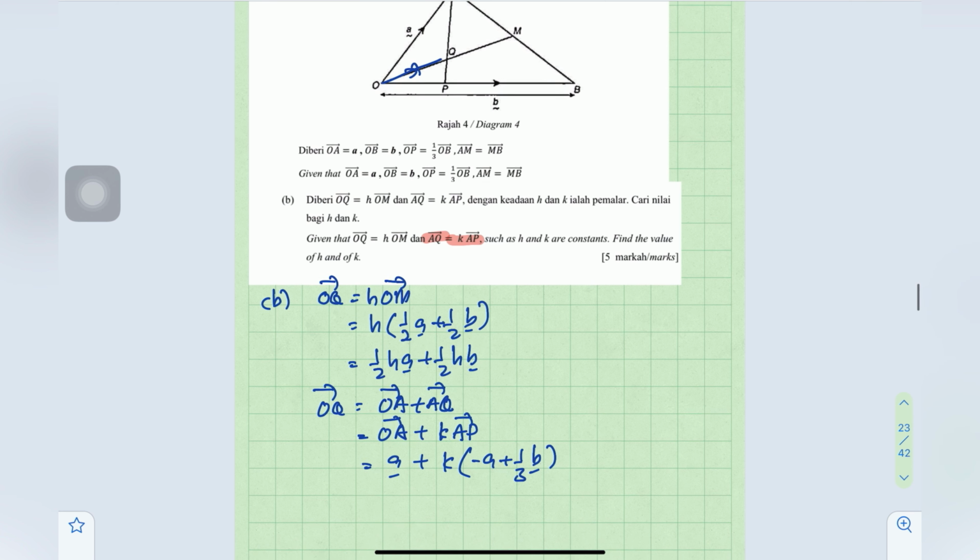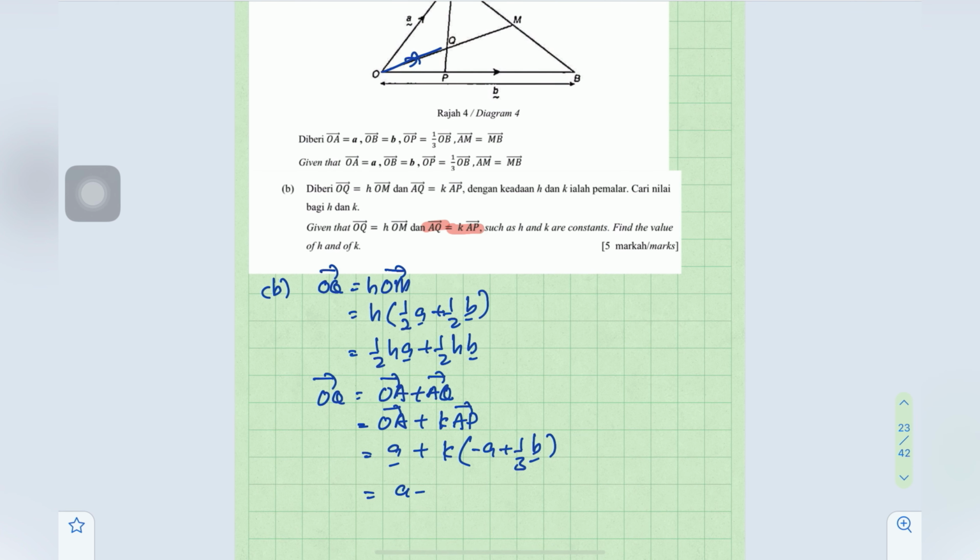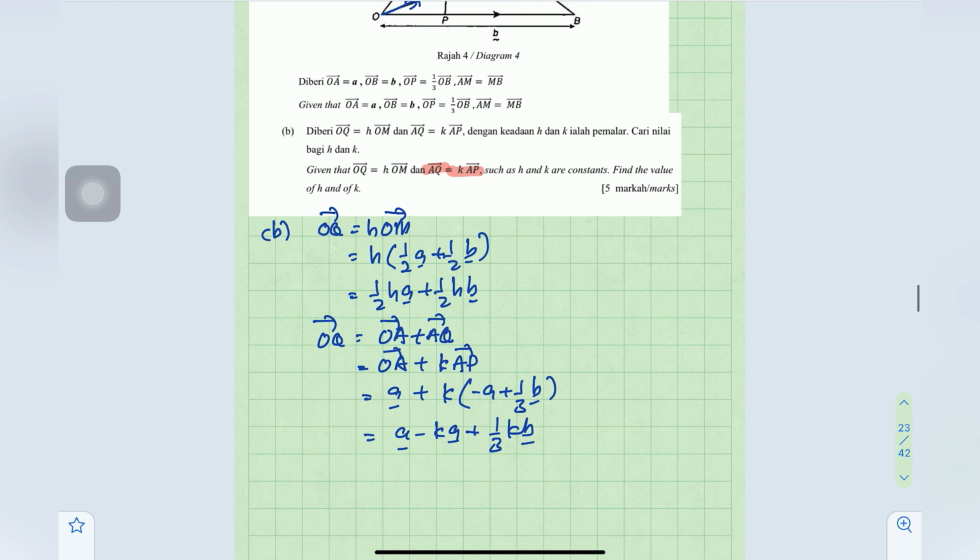Okay, so we simplify this one. We get A minus KA plus 1 over 3KB. So this one is A, 1 minus K, plus 1 over 3KB. Okay, so this one we have 2. So then we compare vector A with A, then compare B with B.